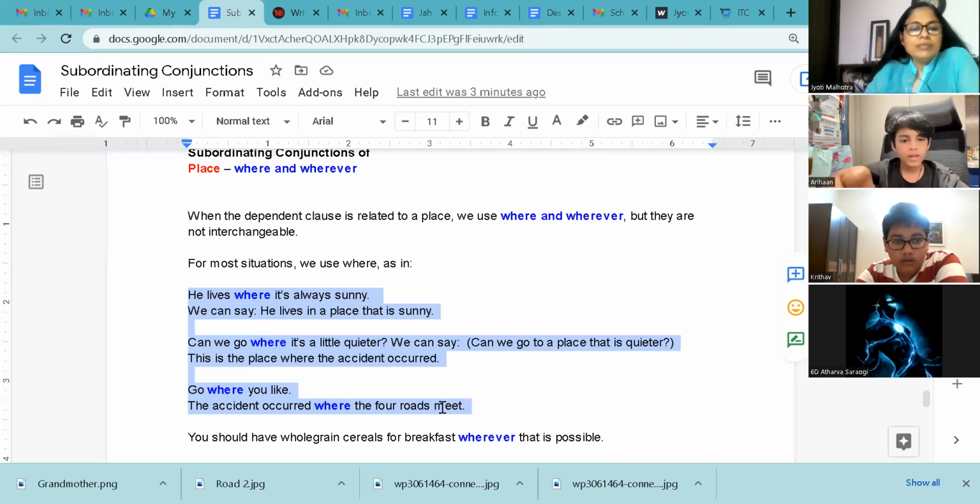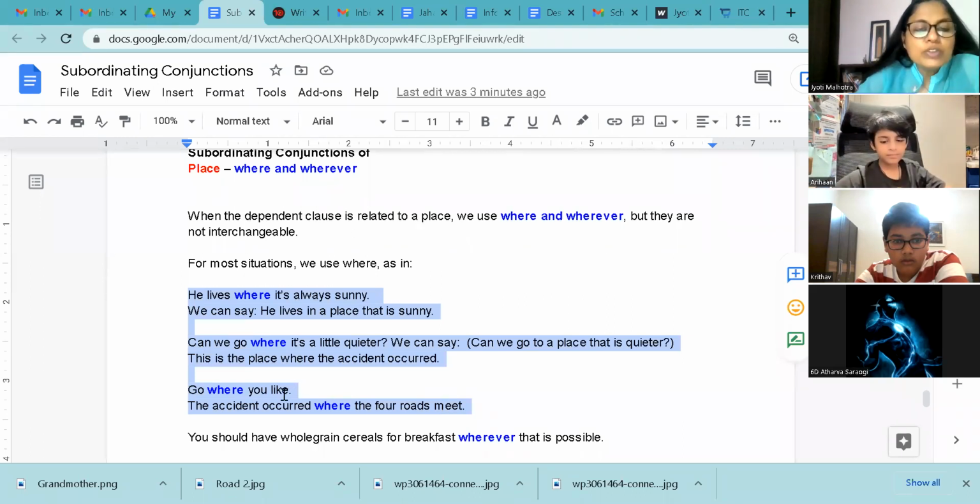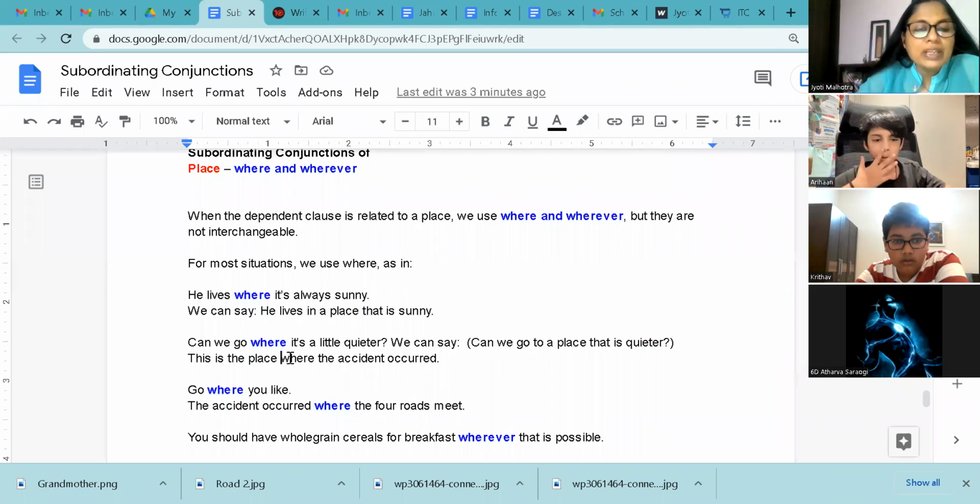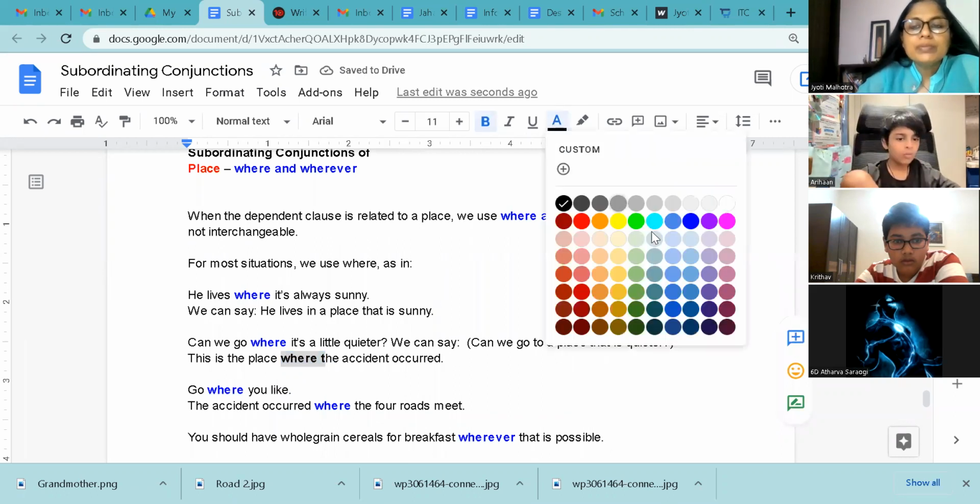Can we go where it's a little quieter? We can say, can we go to a place that is quieter? This is the place where the accident occurred. So where means this is the place where. Go where you like. Read the next one.